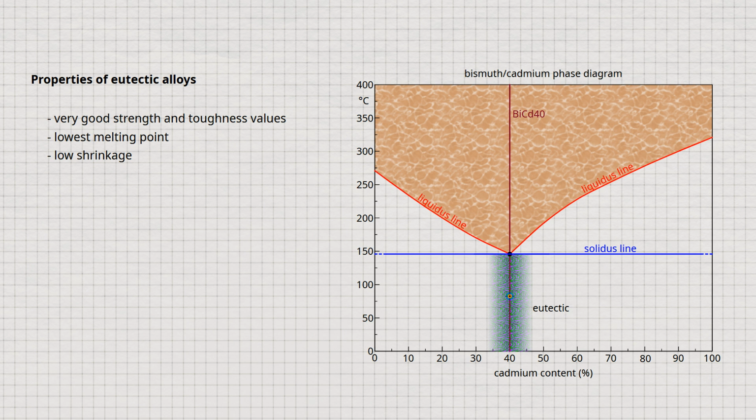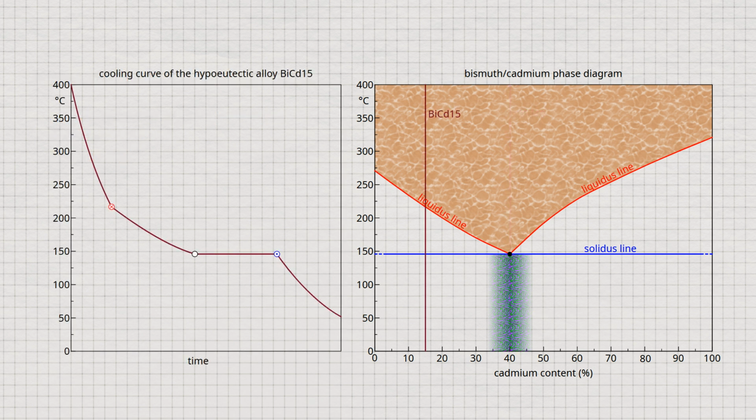Let us now look at the formation of the microstructure of an alloy that lies to the left of the eutectic point. Such an alloy is also known as a hypoeutectic alloy. Specifically, we will consider the hypoeutectic alloy with 15% cadmium. In principle, non-eutectic alloys show both a flattening section and a horizontal section in the cooling curve during solidification. Obviously, different atomic processes take place within these sections. These will be discussed in more detail in the following.